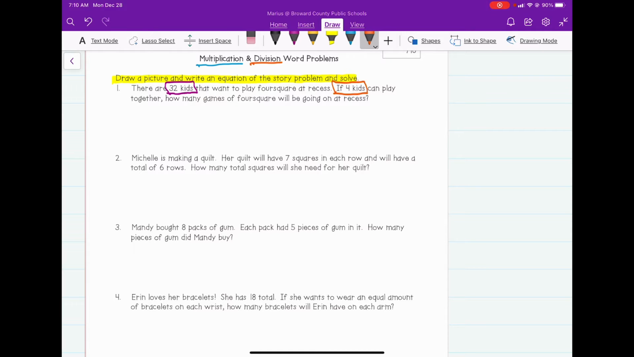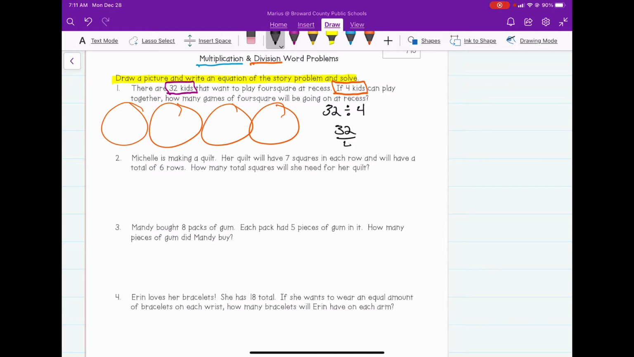So if we want to figure out how many games of Foursquare will be going on at recess, we're going to draw out 4 groups. 1, 2, 3, 4. And then we're going to fill those 4 circles up with equal amounts of X's until we count out 32. So we can go ahead and write out our sentence. This would represent 32 divided by 4. Or we could say 32 divided by 4 equals. Okay, and now we're just going to go ahead and fill these up with the X's.